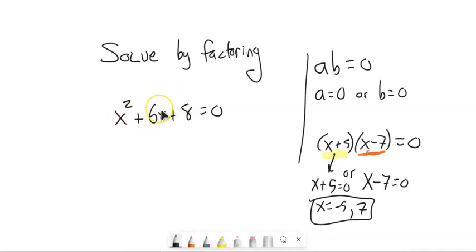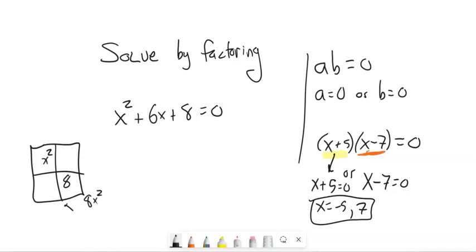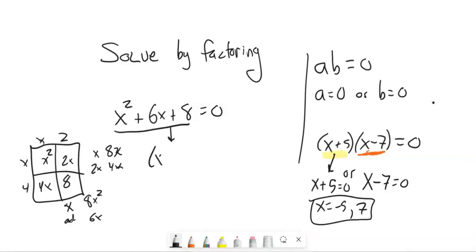We get something in this form. Well, we know how to change it into this form from all this factoring work that we've done. So let's see. x squared, 8. We need things that multiply to 8x squared, but add to 6x. x and 8x, 2x and 4x. There they are, 2x and 4x. So I've got x's, I've got a 2, and I've got a 4. So this factors to x plus 4 times x plus 2, and that's equal to 0.